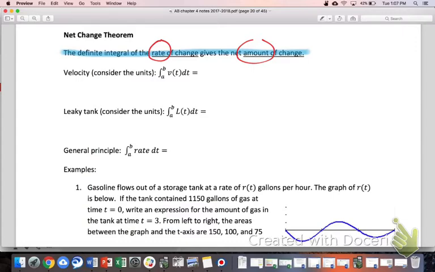I thought we'd look at a couple of these, and I'm going to actually have an additional one on the board for you. So velocity. We'll consider the units here in a second. The definite integral from a to b of v of t gives you the net change of position. Why would that be? Well, let's think about the units. What kind of units go with velocity? Meters per second, distance over time. So I'm going to say meters per second.